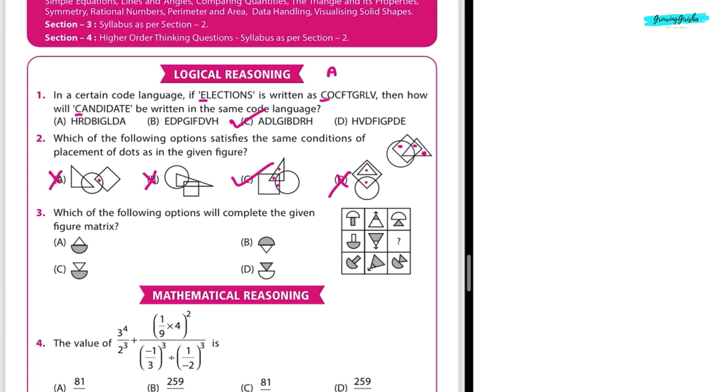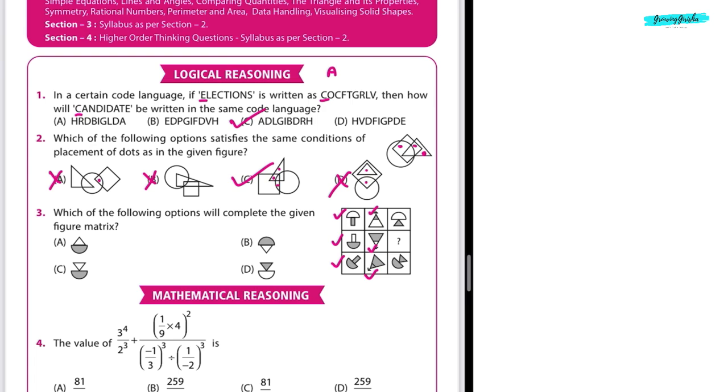Question 3. Which of the following options will complete the given figure matrix? In the first column, first the rectangle is shaded, then in the second figure the semicircle is shaded and the image is flipped vertically downwards, and in the third figure it is completely shaded. Then in the second column the small part is first shaded, then the bigger part is shaded and the image is flipped, and in the third figure the whole figure is shaded.